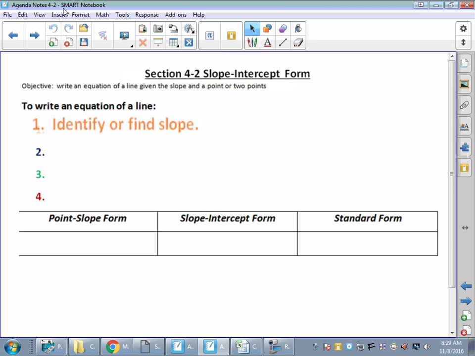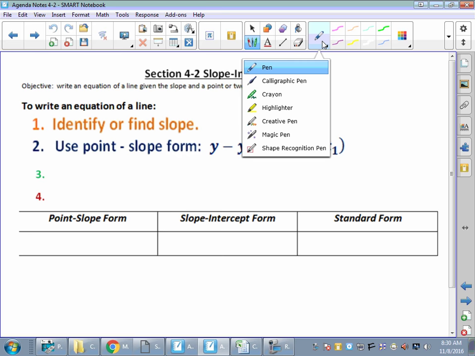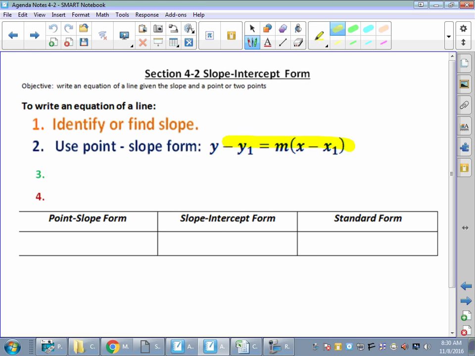So to write an equation of a line, we're going to identify or find the slope. Either count it on a graph, rise over run, or use the formula, change in y over change in x, whatever works best for you. We are going to go to the point slope form. That's going to be our go-to method. So y minus y1 equals m times the quantity x minus x1. That's always going to be our starting place. There are other ways to do this, but this is the easiest way to begin.